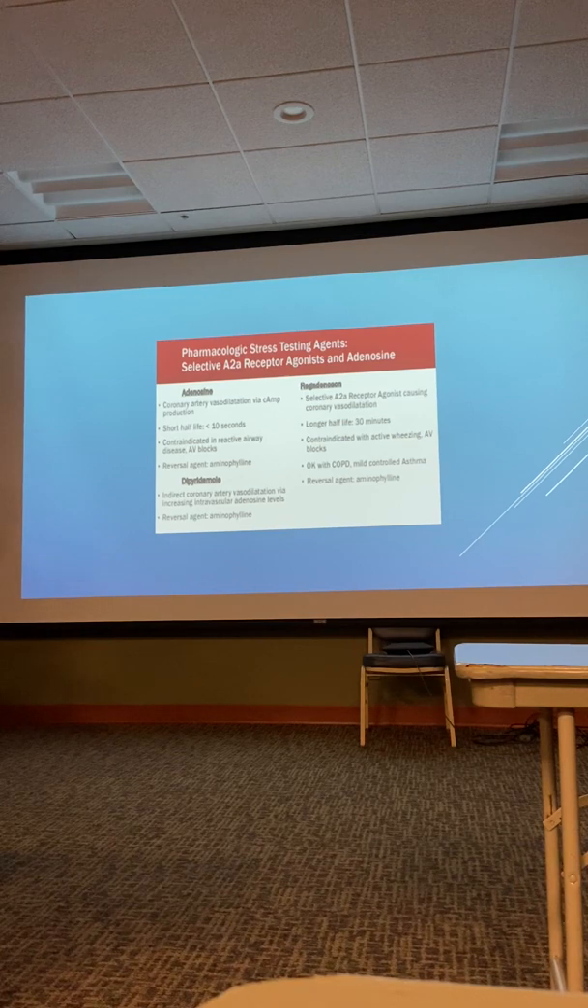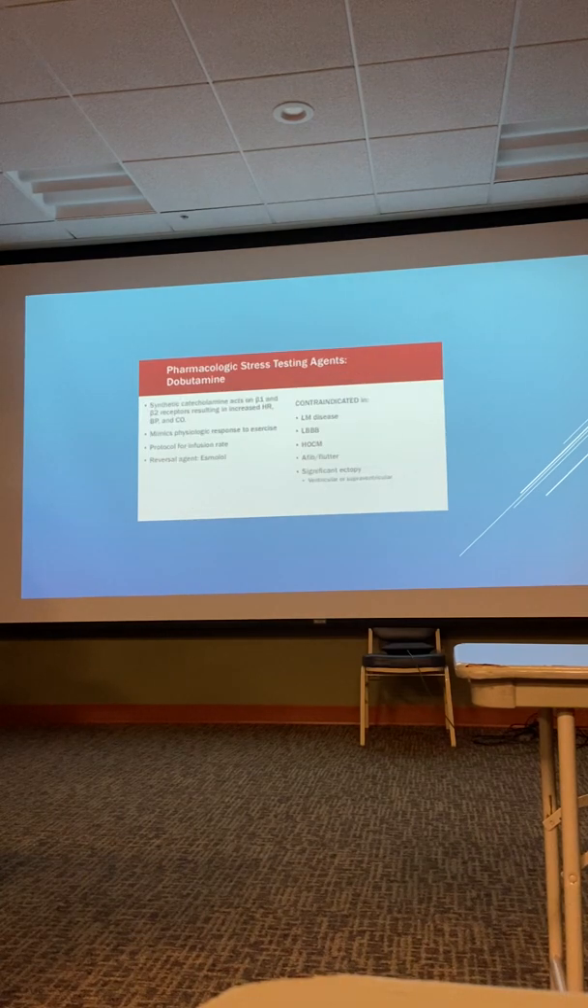And dobutamine is different than this because it's not a vasodilator, it's a chronotropic agent. I'll talk about that, I think, in the next slide. Dobutamine is a beta agonist, so it increases heart rate and increases contractility of the muscle. It can be used for nuclear testing, but it's not our preferred way of doing it. For stress echo, it's perfect, because it increases, again, heart rate and augments contractility.